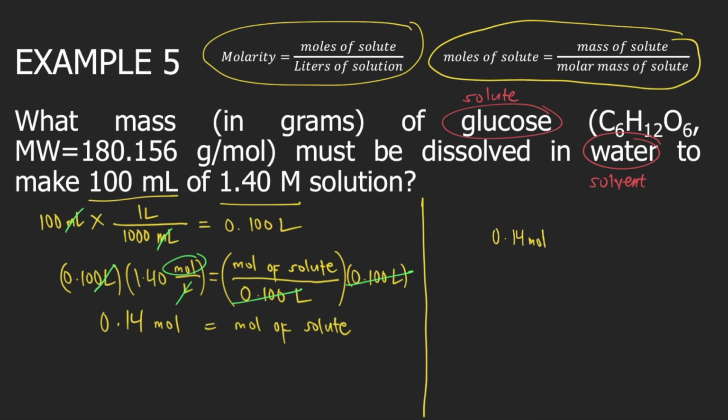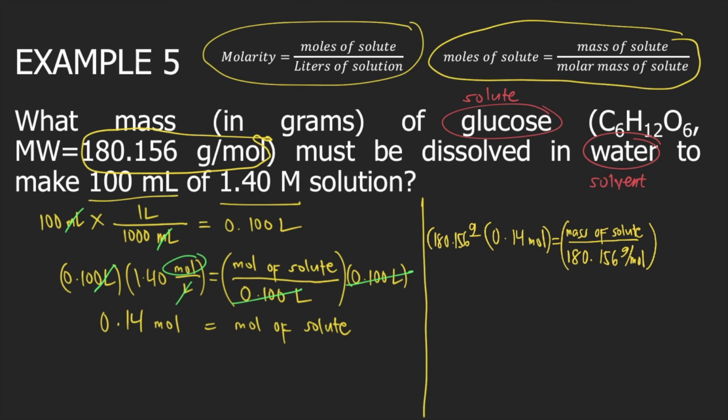So we already solved the moles of solute, 0.14 moles. That is equal to the mass of solute, which is not given in the problem. So just write mass of solute divided by the molar mass of solute, which is 180.156 grams per mole. So put 180.156 grams per mole. To solve for the mass of solute, you multiply both sides of the equation by 180.156 grams per mole.